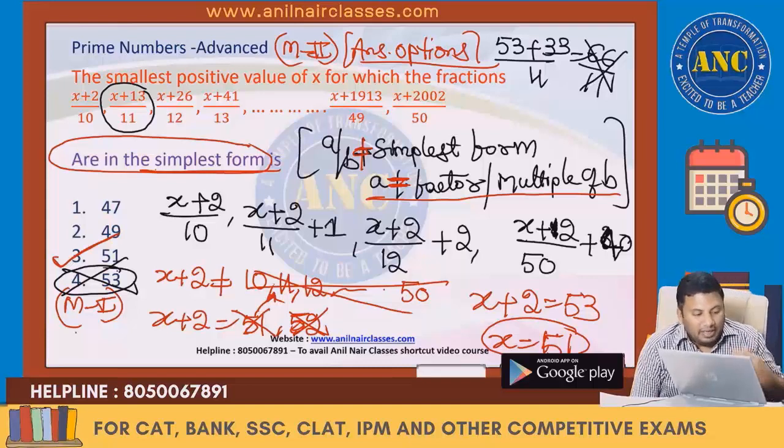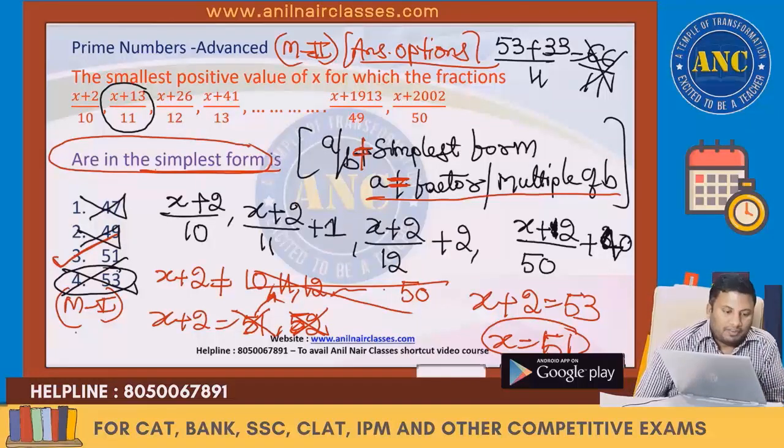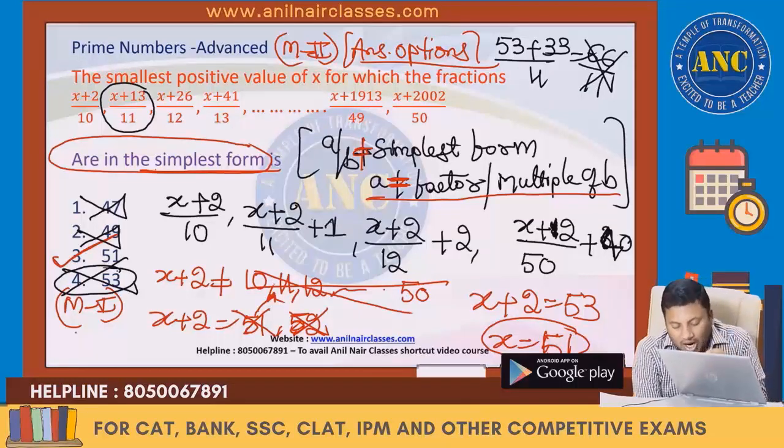Similarly, there will be some values which will divide 47 and 49 also. Again I am saying the fraction is said to be in a simplest form if their coprime is 1. It is not said to be in a simplest form if A is a factor or a multiple of B. The question is, it should be in a simplest form.